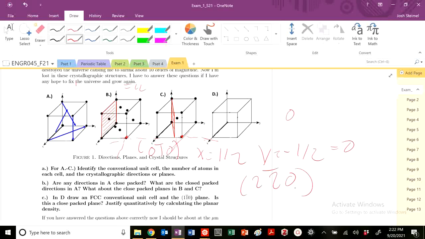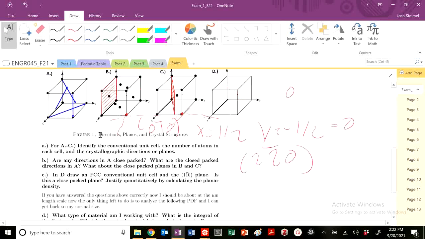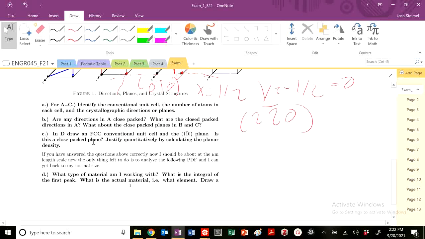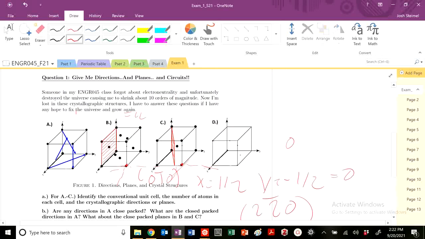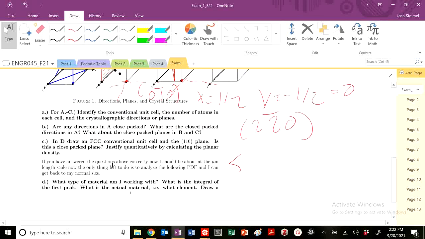So let's go ahead and start with: are any directions in A close packed? Yes, the one that is 0, 0, minus 1. What are the close packed directions in A? In A, my close packed directions are going to be 1, 0, 0 in simple cubic. In FCC, they're going to be 1, 1, 0, and in BCC, 1, 1, 1. So those are my close packed directions.